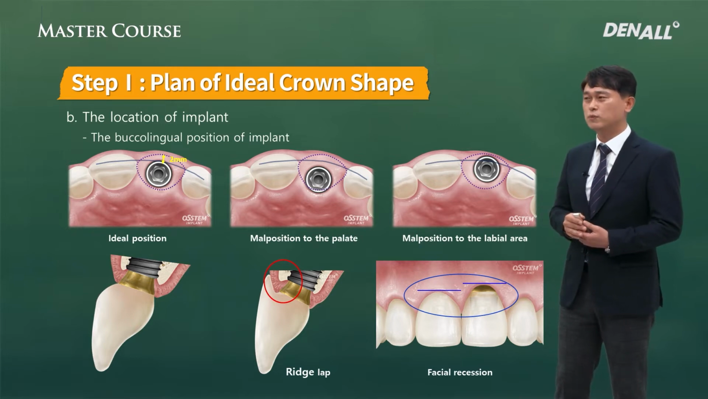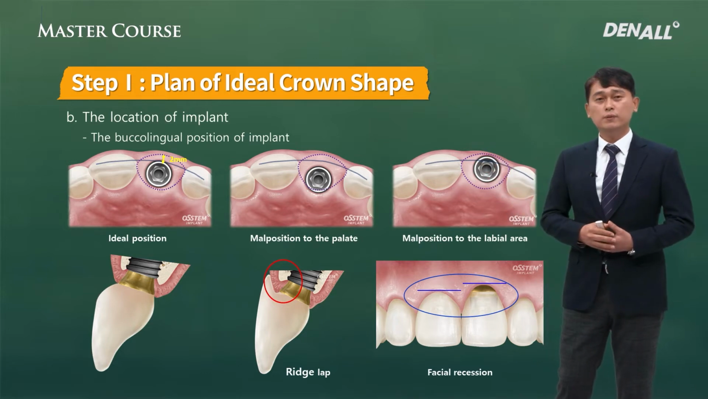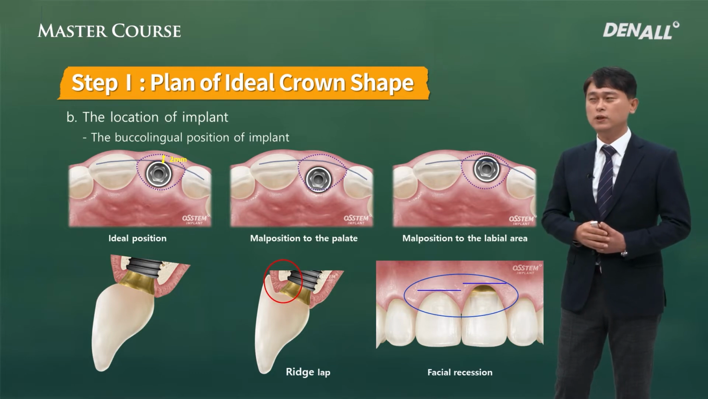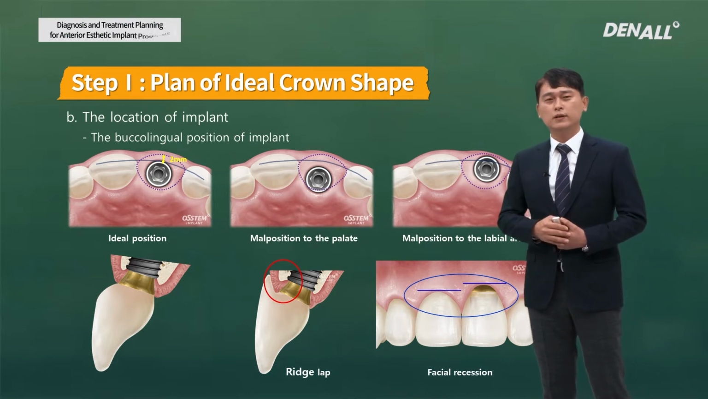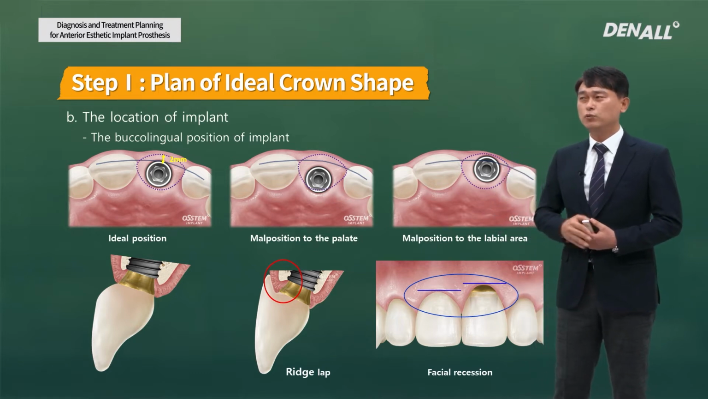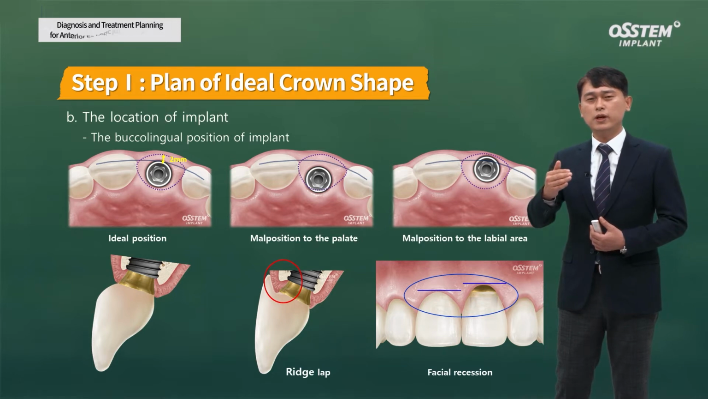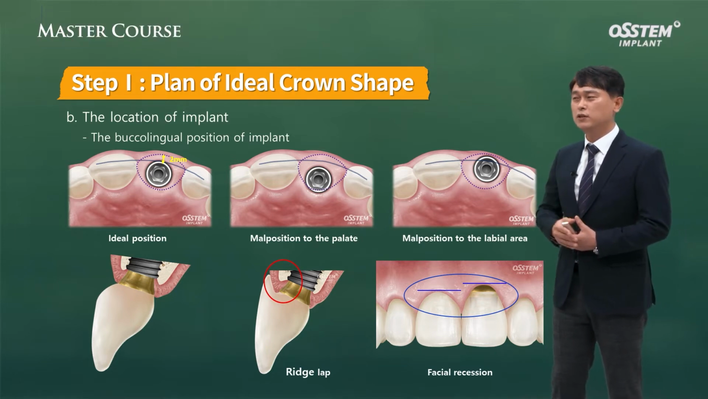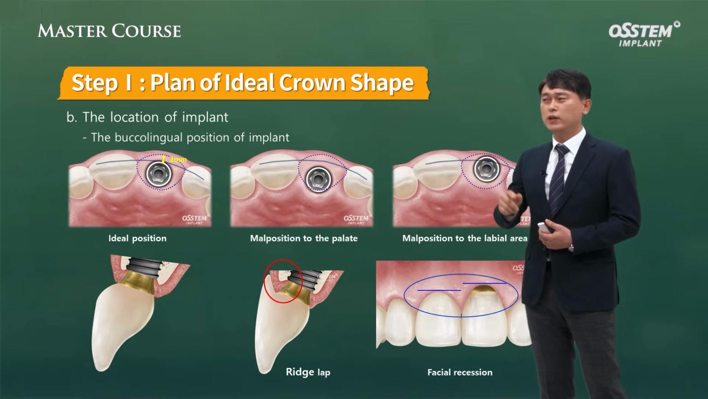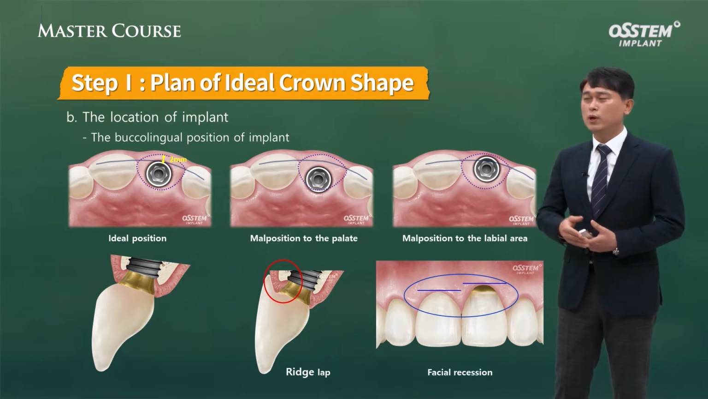From the implant, the distance to the buccal bone needs to be at least 2 mm to get ideal result. And to get ideal prosthesis contour. As shown in the middle, if it is placed too palatally, then good emergence profile could not be achieved. It could result in ridge lap as shown in the middle. This can be an issue aesthetically as well as in terms of maintenance.